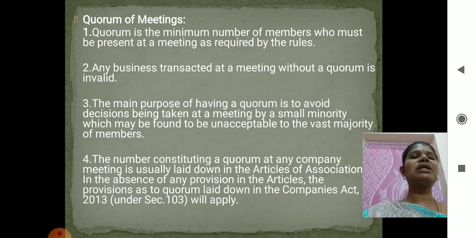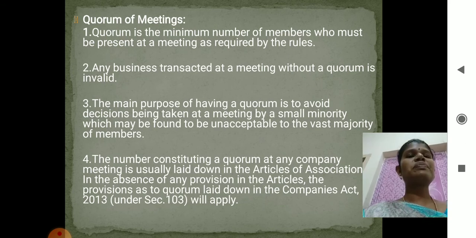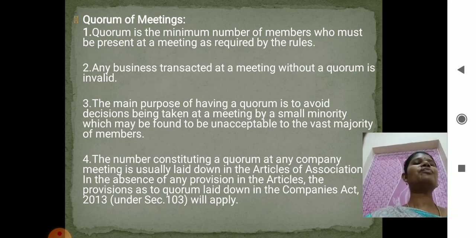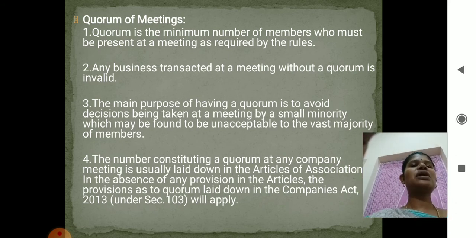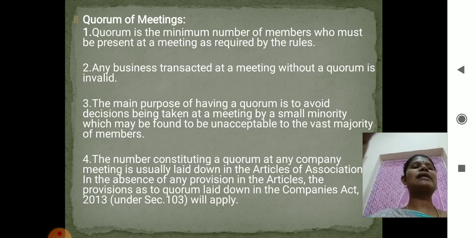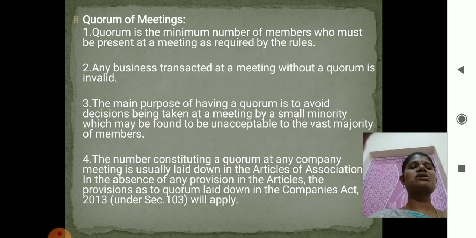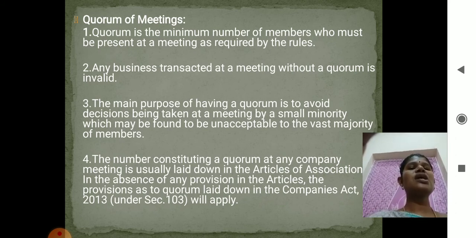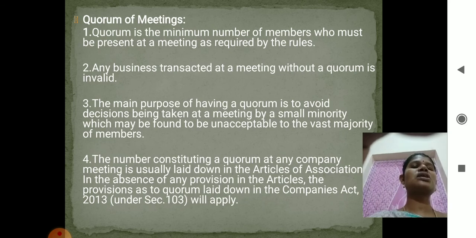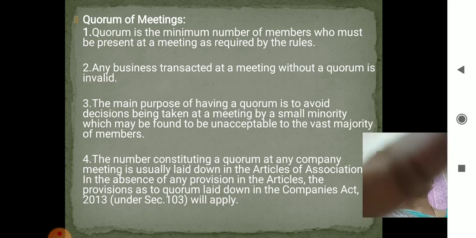And the quorum of the meeting: a minimum number of members is to be present at the meeting as required as per rules. Any business transacted at the meeting without quorum is invalid. The main purpose of quorum is to avoid decisions being taken at a meeting by a small minority which may be found unacceptable to the vast majority of the members. This quorum is to be laid down in the articles of association. If there is no provision in the articles of association, the Companies Act 2013 under section 103 will apply.